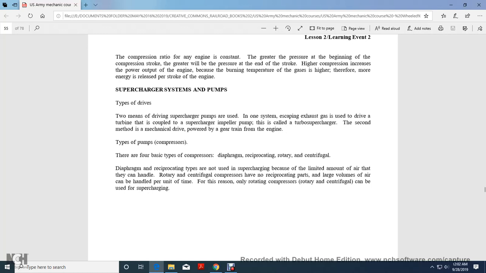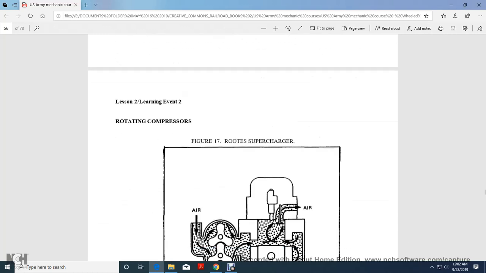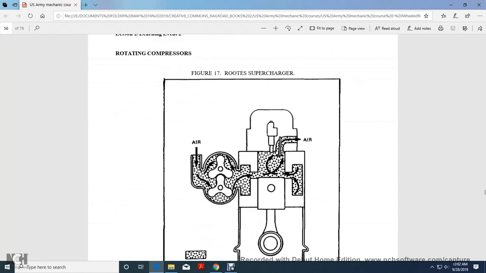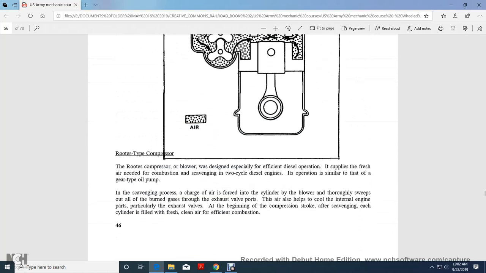and centrifugal. Diaphragm and reciprocating pumps are not used for supercharging because of the limited amount of air they can handle. Rotary and centrifugal compressors have no reciprocating parts, and large volumes of air can be handled per unit. For this reason, only rotating compressors, rotary and centrifugal, can be used for supercharging. Figure 17 shows the Roots supercharger.